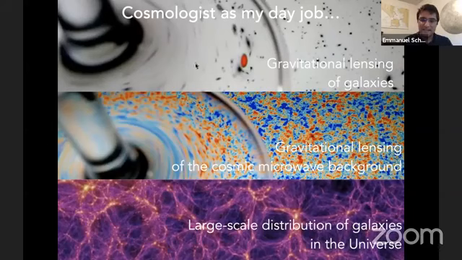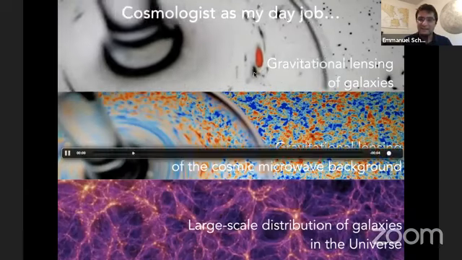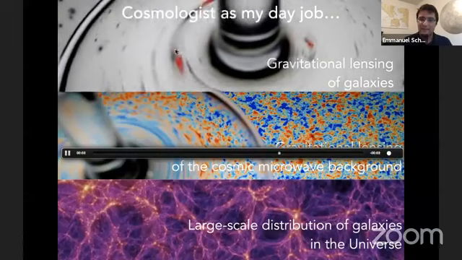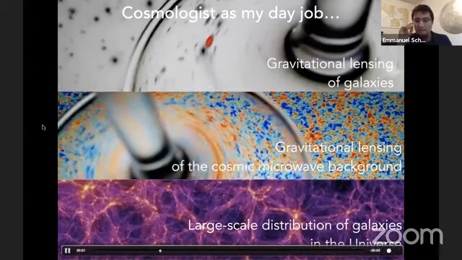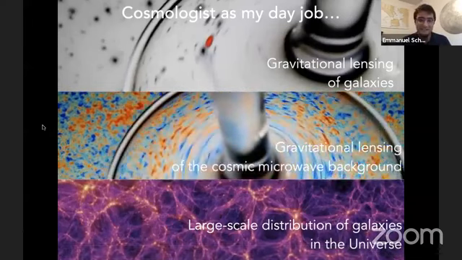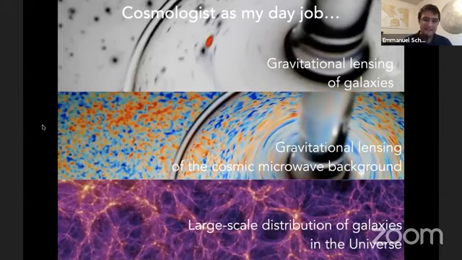And 3 things that my work focuses on are the following: gravitational lensing of galaxies, or how the images of galaxies get distorted by foreground masses; gravitational lensing of the cosmic microwave background. I'll explain what it is, but it too gets distorted by foreground masses. And finally, the question of the large-scale distribution of galaxies in the universe, where they are, how they cluster. And none of this matters to this presentation, apart from the fact that these 3 things tell you about the composition and the history of the universe.